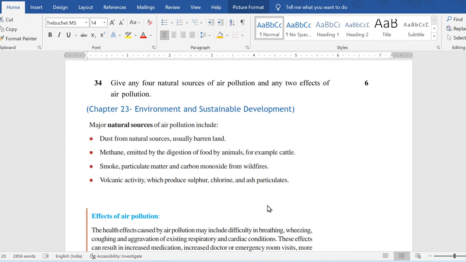The last question, question 34. Give any four natural sources of air pollution and any two effects of air pollution. This is from chapter 23, Environment and Sustainable Development.